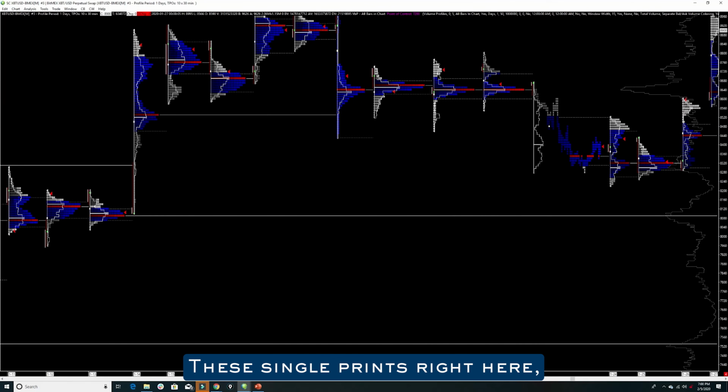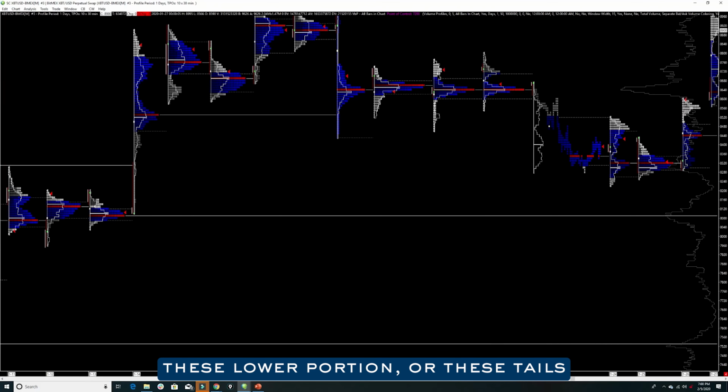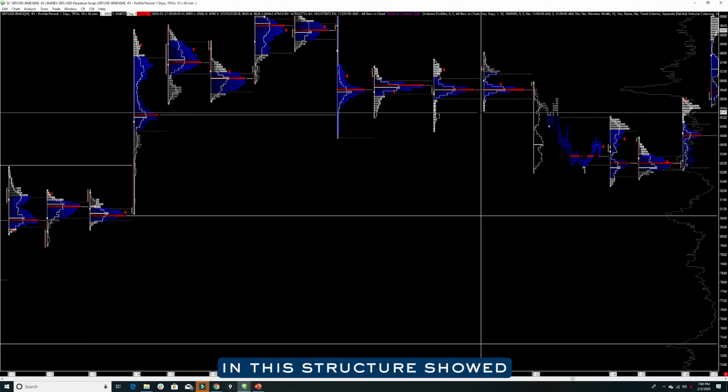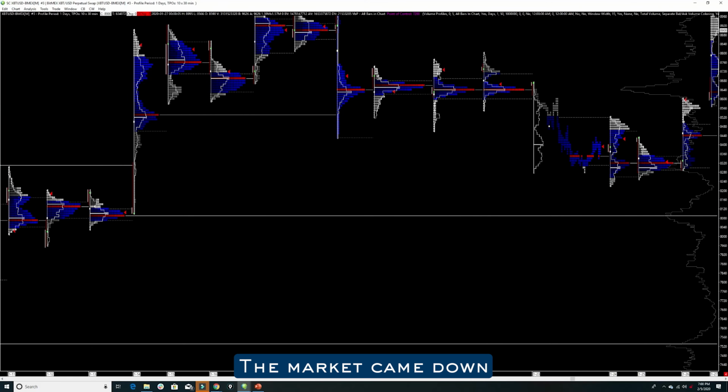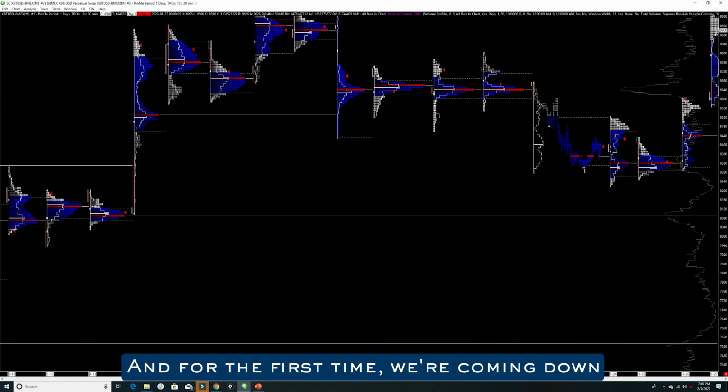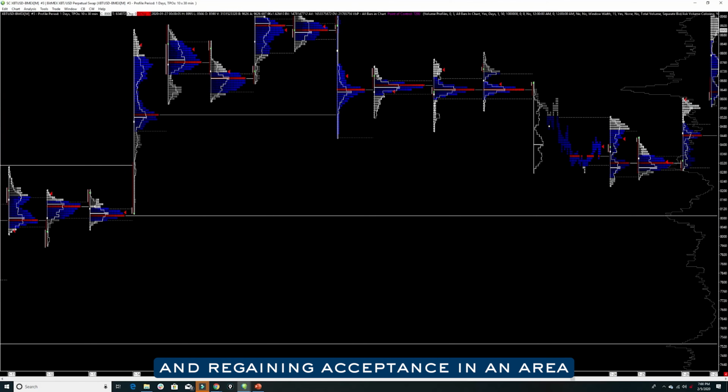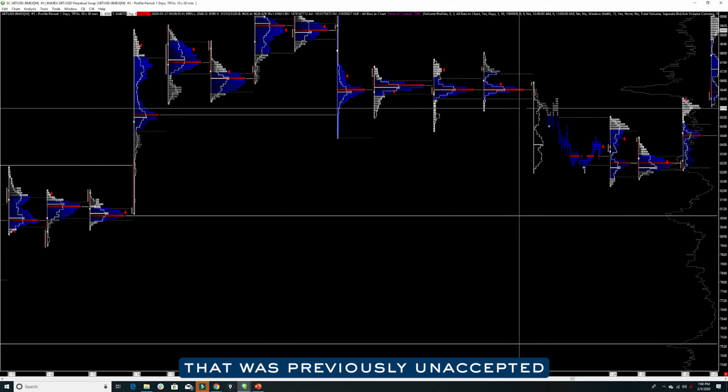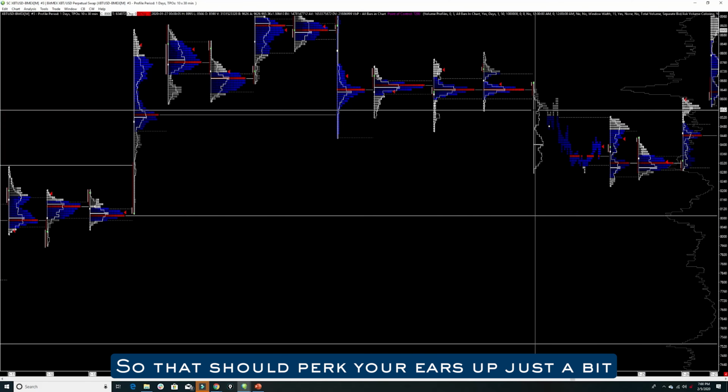These single prints right here, these lower portions or tails in the structure, showed we didn't really spend much time here at all. The market came down, was swiftly rejected, and for the first time we're coming down and we're gaining acceptance in an area that was previously unaccepted. So that should perk your ears up just a bit.